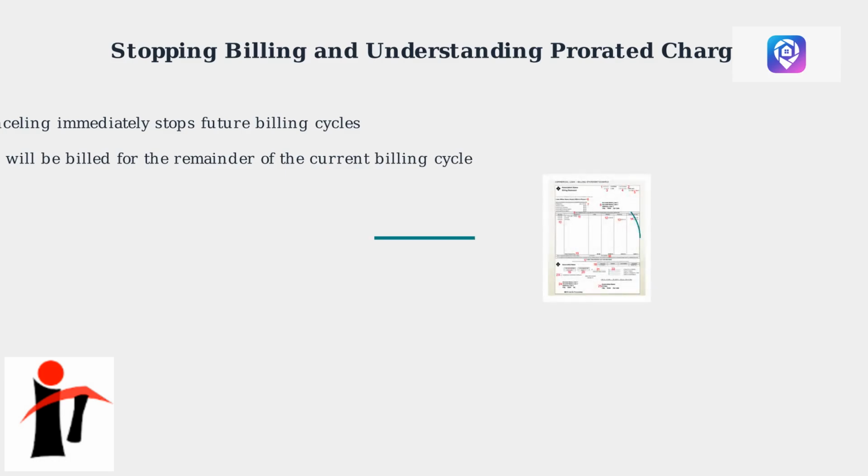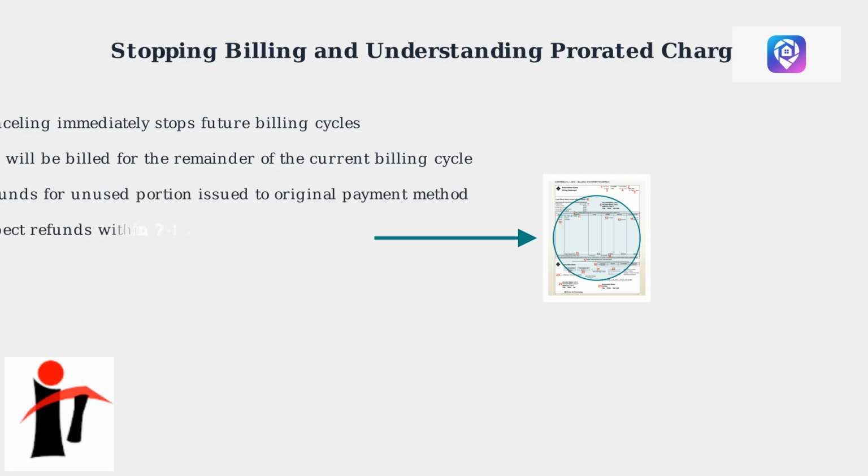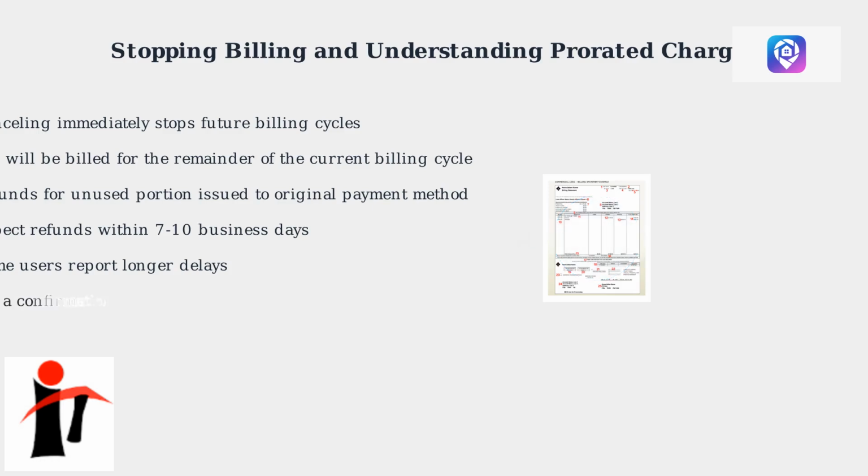According to DealMachine's policy, refunds for the unused portion of your billing cycle are issued to your original payment method. Expect this within 7 to 10 business days, though some users report longer delays. Make sure you get a confirmation email of the cancellation.